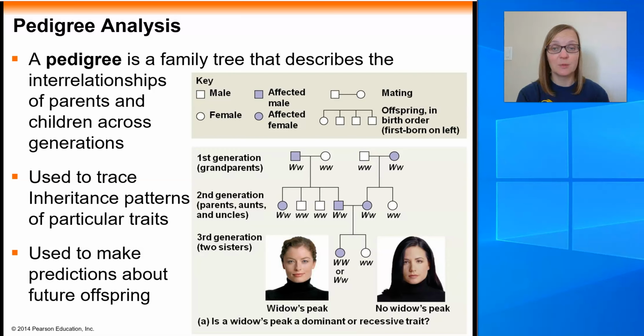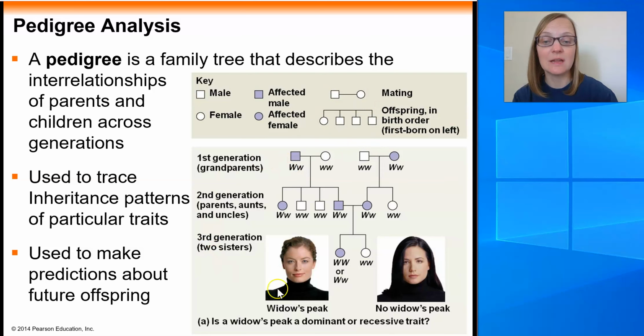This is one example from your text. I believe there's another pedigree in your textbooks as well that you guys can take a look at. But usually a pedigree will come with a key. So males are going to be squares, females are circles. If a person is affected by that certain character trait, then they will have a filled square or filled circle. When you have a line connecting a male and a female, that indicates a mating. And then any lines that go down from that mating are going to be the offspring.